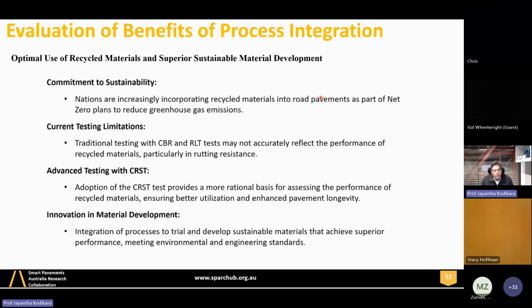So benefits, of course: we are using recycled materials, and then we can engineer them better. While achieving net zero and other targets, we can also have better performance if we use these testing and design techniques, rather than relying on old empirical methods which are not tested for these recycled materials. For example, our empirical chart has no parameter, no empirical evidence for recycled materials.